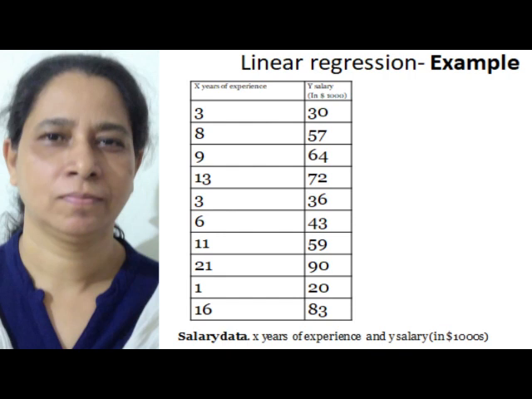Consider the data displayed in the slide. The table shows a set of paired data where x is the number of years of work experience of a college graduate and y is the corresponding salary of the graduate in $1,000. Now from the above data, we want to predict the salary of a person with 10 years experience. In this problem, x, that is years of experience, is the independent or predictor variable, and y, the salary, is the response or dependent variable.